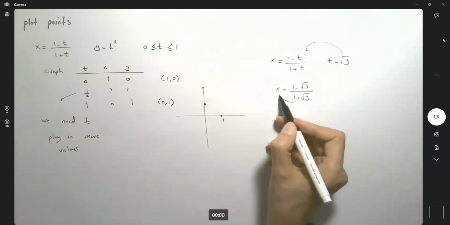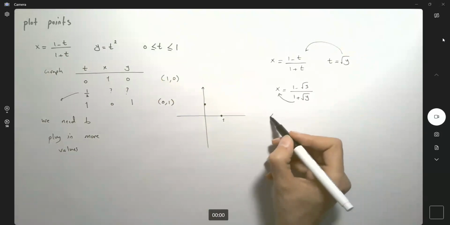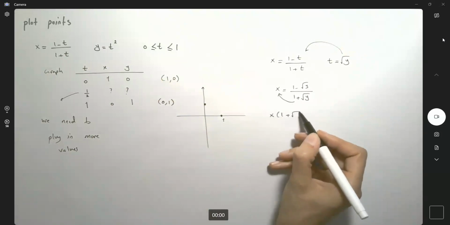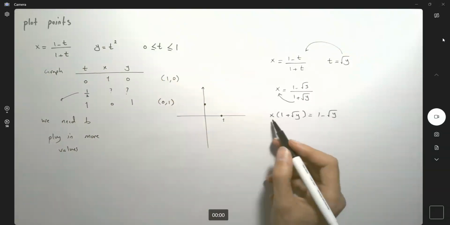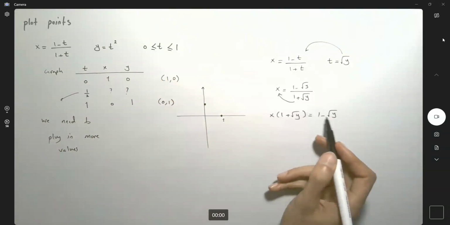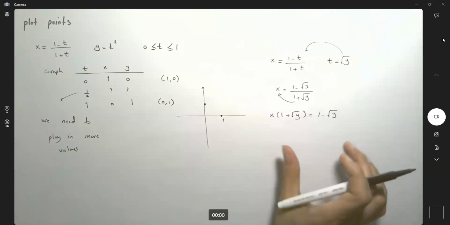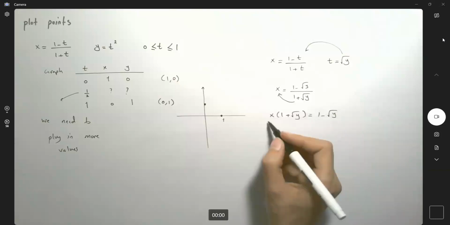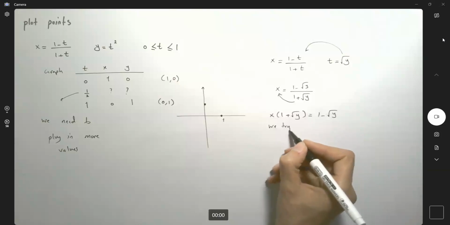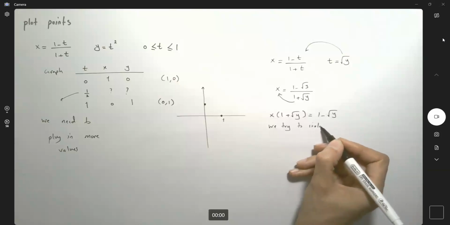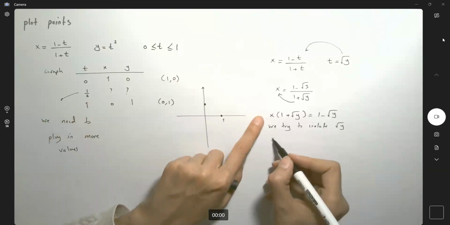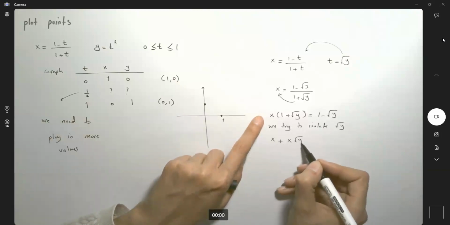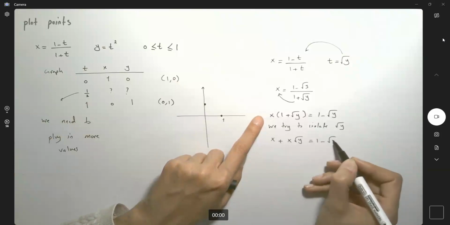So what I'm going to do is cross multiplication. x times (1 plus square root of y) is equal to 1 minus square root of y. What you can do is try to isolate square root of y and then raise it to the second power. First, distribute x into the parentheses. x plus x times square root of y is 1 minus square root of y.